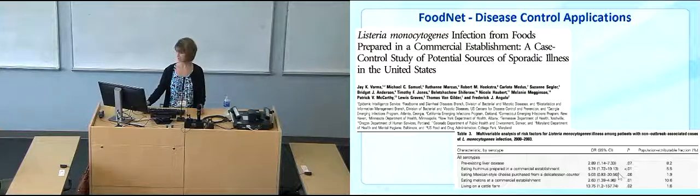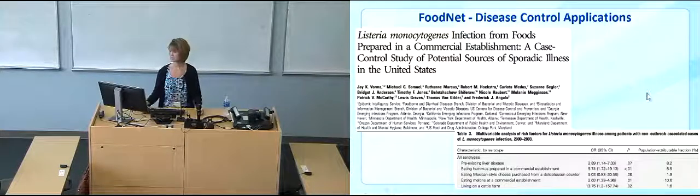One was hummus. So hummus here you can see has an odds ratio of 5.74. That really wasn't known before, that hummus was a risk factor for Listeria. And then eating melons, 2.63. Not huge, but that was also kind of a surprise. People really didn't expect that.